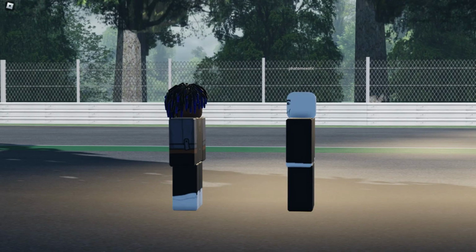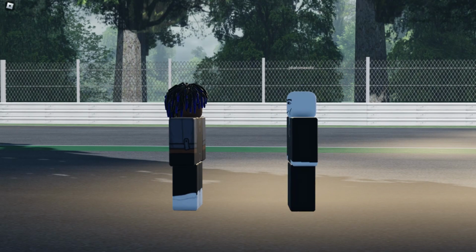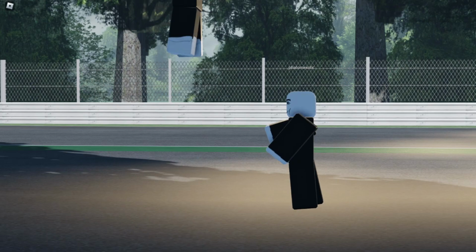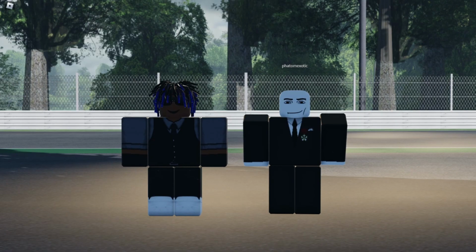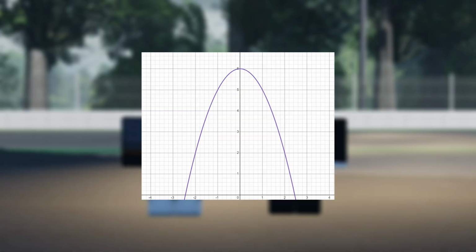What is it? Is it question time? Yeah, it's question time! Alright guys, it's question time. Let's see if you learned. So in this function, where is the vertex? Is it a minimum or is it a maximum?